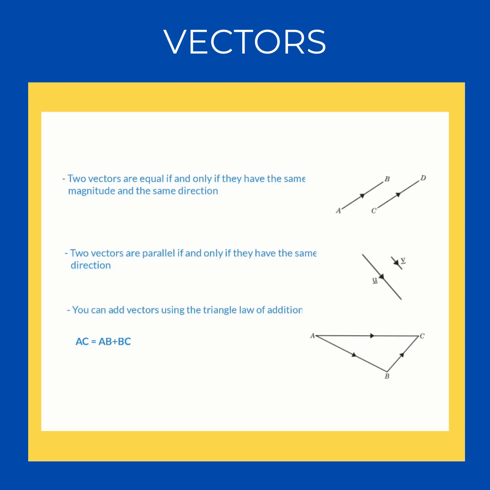Now if I want to add or subtract vectors, I have to use the triangle law of addition. So vector AC is equal to vector AB plus vector BC. So to go from point A to point C, I have first to go from A to B, so AB, then I have to go from B to C, so BC. So vector AC is equal to the addition of vector AB and vector BC.